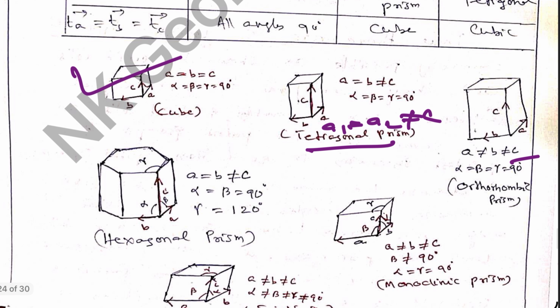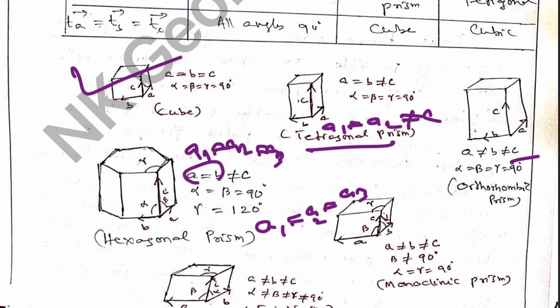In hexagonal, a1 = a2 = a3. The horizontal axes are equal. a = b means a1 = a2 = a3. They are at a 120 degree angle to each other, and they are perpendicular to c. So this will give rise to a hexagonal prism.